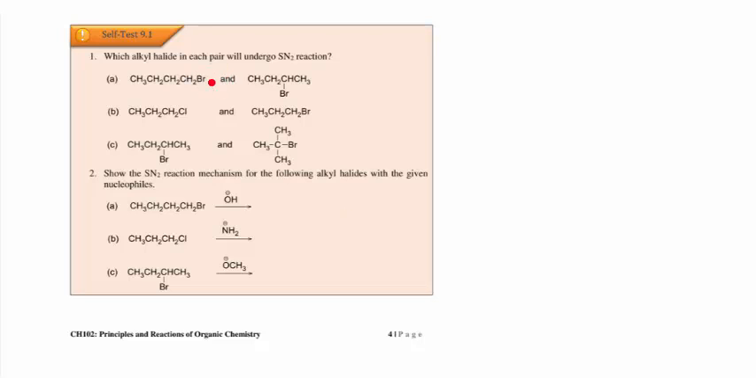In primary alkyl halides, the halogen in the molecule is always attached to an alpha carbon which is connected to two hydrogens, whereas in a secondary alkyl halide, the halogen is attached to the alpha carbon with only one hydrogen. So of these two, both will undergo SN2 reaction, but primary alkyl halides will undergo SN2 reactions much more easily as compared to secondary.